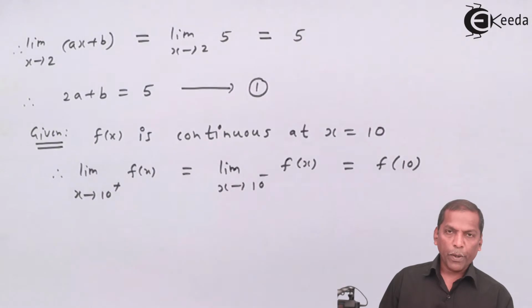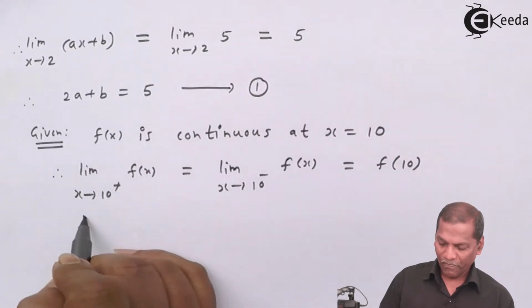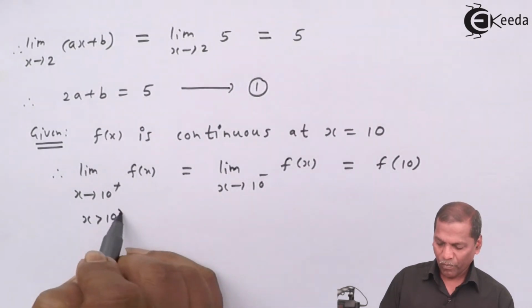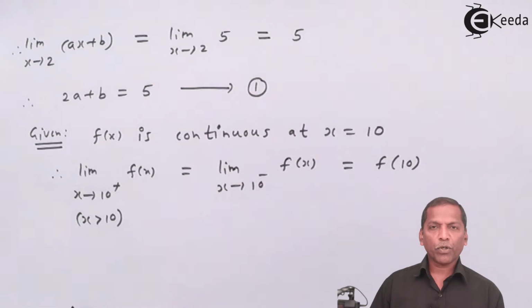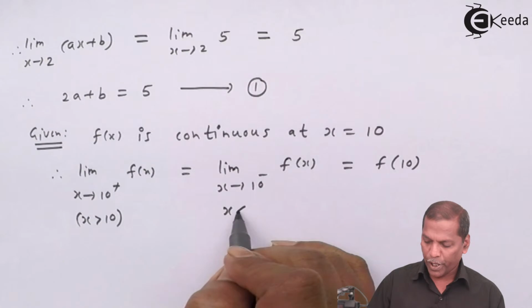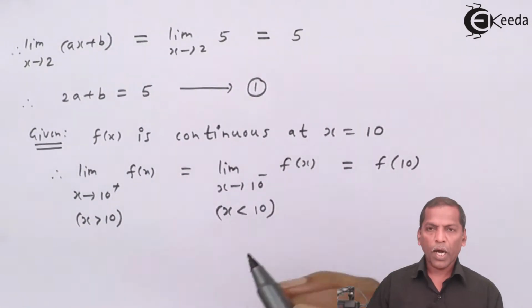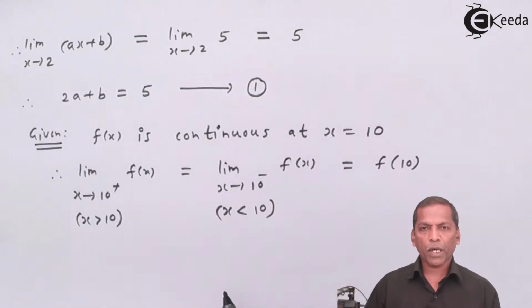Now x tends to 10 plus means the right hand limit, and that means x should be greater than 10. X tends to 10 minus means the left hand limit, it means x should be less than 10, and f of 10 means x equal to 10.